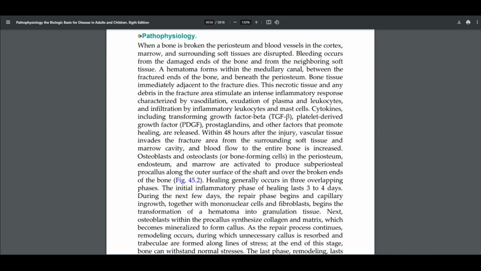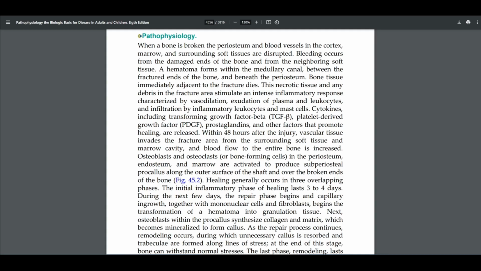This necrotic tissue and any debris in the fracture area stimulate an intense inflammatory response, characterized by vasodilation, exudation of plasma, and infiltration by inflammatory leukocytes and mast cells. Cytokines, including transforming growth factor beta, platelet-derived growth factor, prostaglandins, and other factors that promote healing, are released.